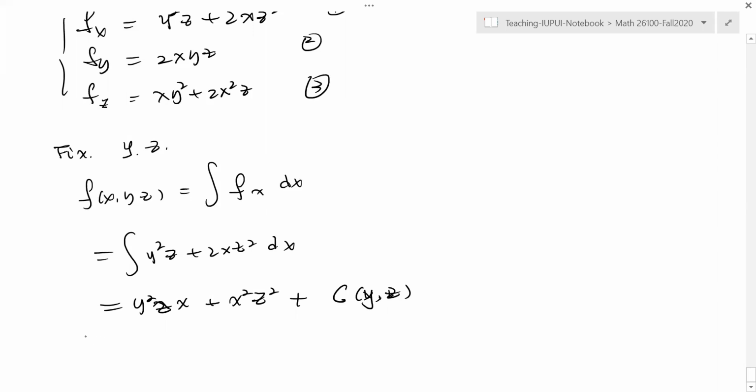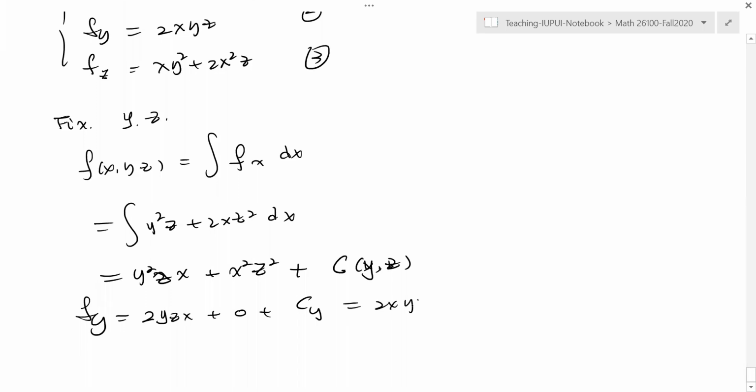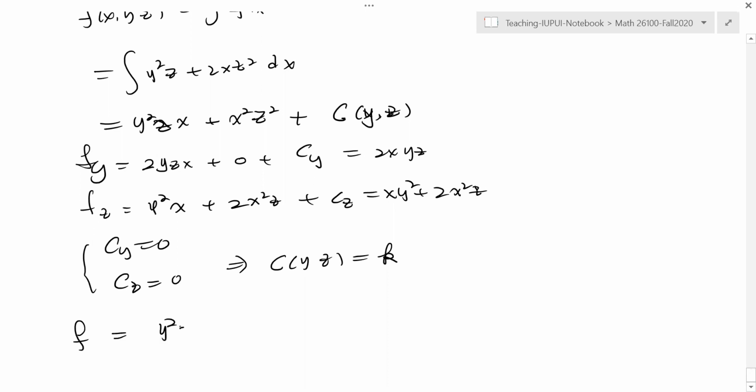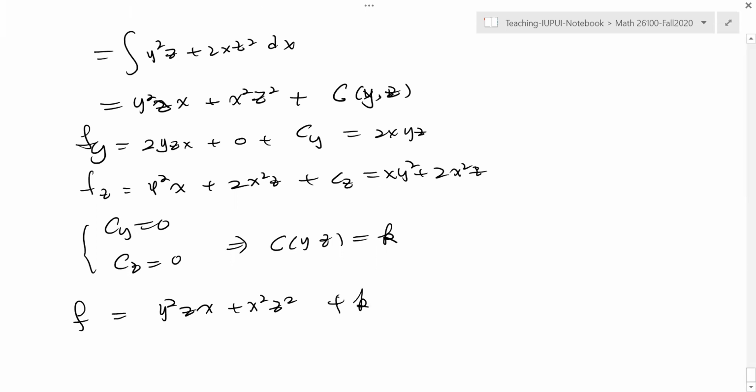So we plug into the second equation. For fy, I get 2yzx plus 0, and Cy. This is supposed to be 2xyz. Then I plug into the third equation. I get y squared x and 2x squared z and Cz. That should be xy squared plus 2x squared z. Not too bad. So I compare both sides. Cy should be 0, Cz should also be 0. So that means C of y, z is going to be constant. Finally, I got the function f, which is y squared zx plus x squared z squared, plus any constant. So we found it. Done.